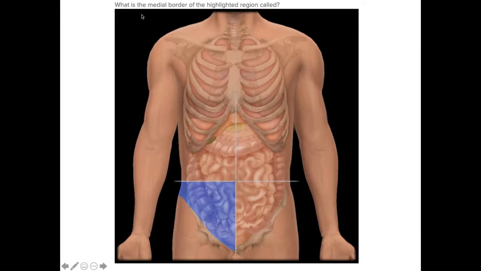Okay, look at this question. It's getting two for the price of one here. What is the medial border of the highlighted region? Well, here's the highlighted region. Now you've got to know what medial means. This is the superior border. This is the lateral border. This is the medial border. So the medial border would be the sagittal plane or mid-sagittal plane, whichever choice they give you would be correct.